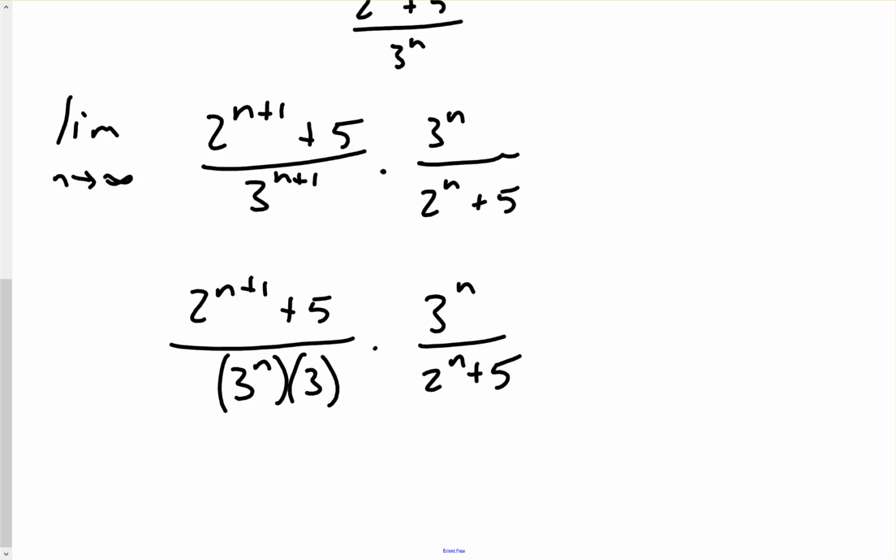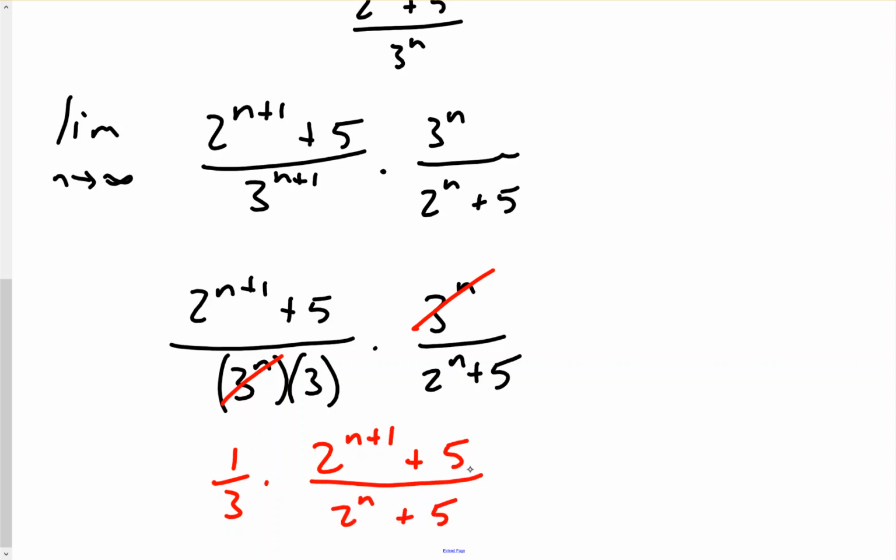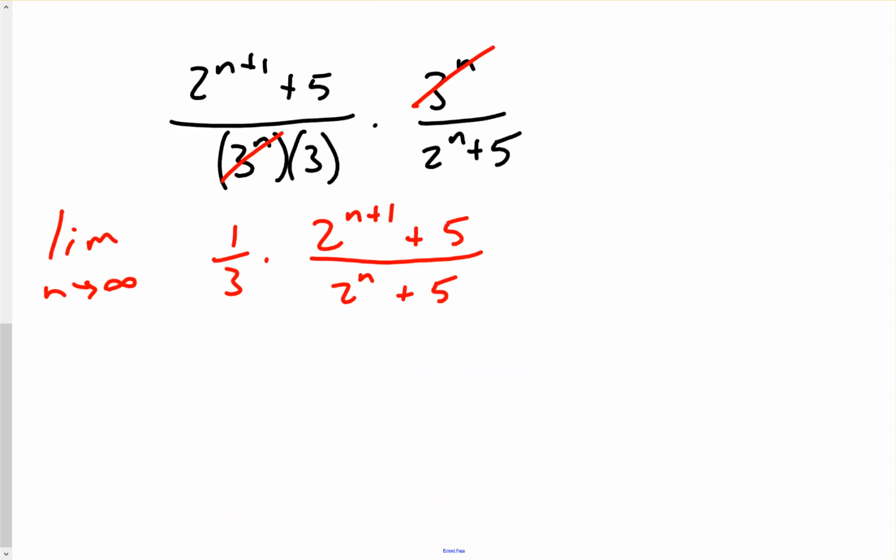Okay, so that allows us to cancel. We can cancel 3 to the n with 3 to the n. So now we basically have 1/3, with the 3 in the denominator here, times 2 to the n plus 1, plus 5 over 2 to the n, plus 5. Okay, so let's take the limit as n approaches infinity, and then let's see what happens.